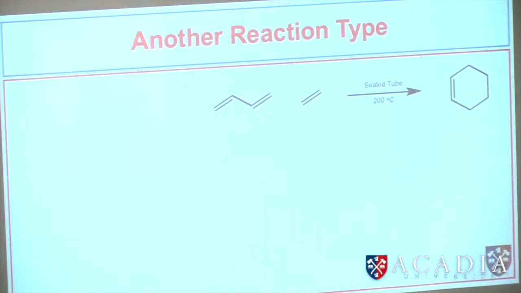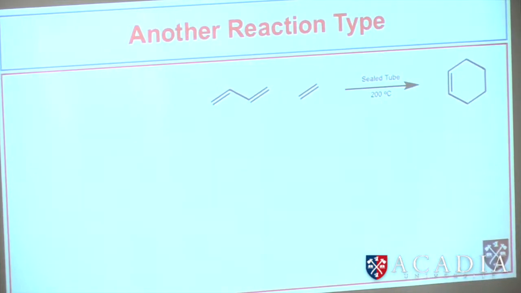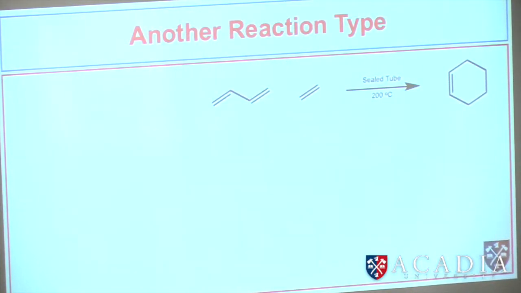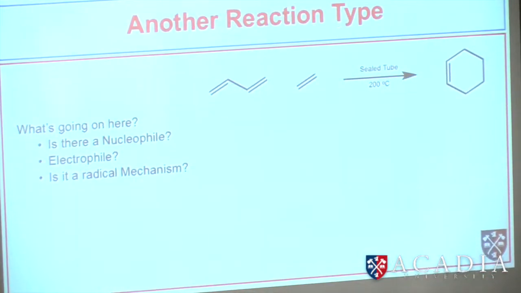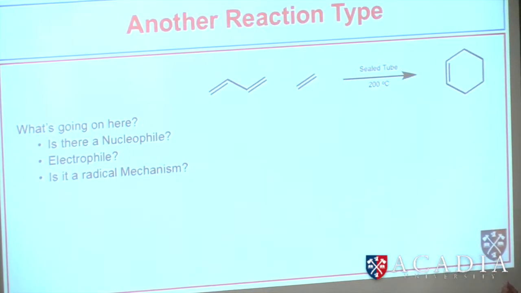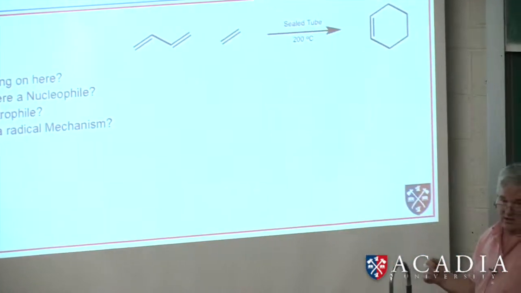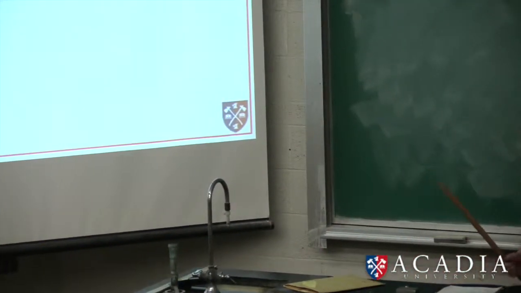Okay, so now we're going to look at another reaction. This is a new reaction that you guys haven't seen before. And when I write it like this, the first thing that's probably going through your minds is, what the heck is going on, right? What's going on here? And also, we haven't been doing radical chemistry. We recognize that it's out there. But most of the reactions we do in organic chemistry involve a nucleophile and an electrophile. Is there a nucleophile here? Is there an electrophile? Or is it a radical mechanism?